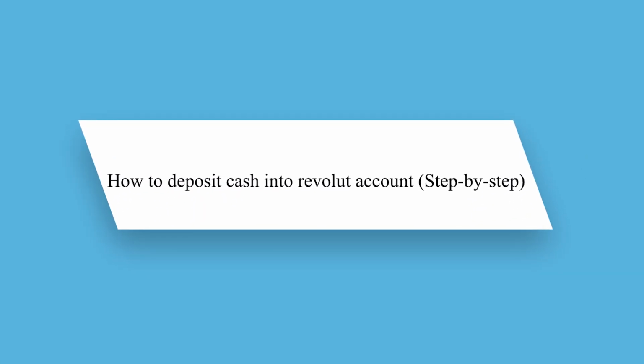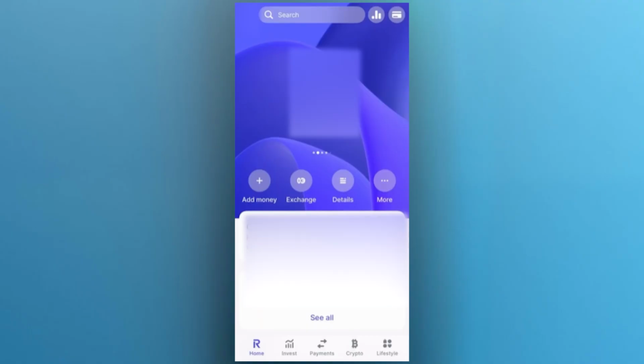Today I will show you how to deposit cash into your Revolut account. So in order to do this, first of all, navigate to your Revolut application and log in using your user credentials. After this, you're going to see the Revolut's dashboard.